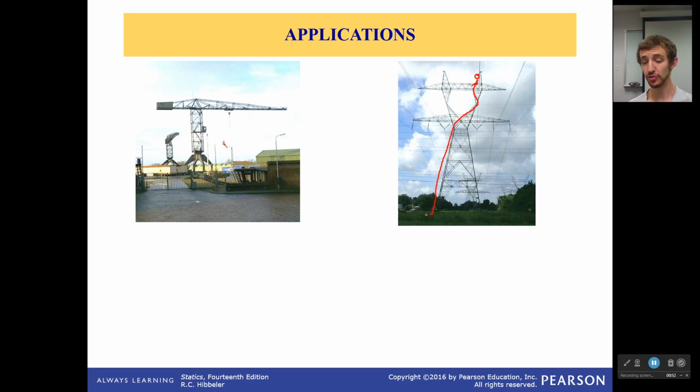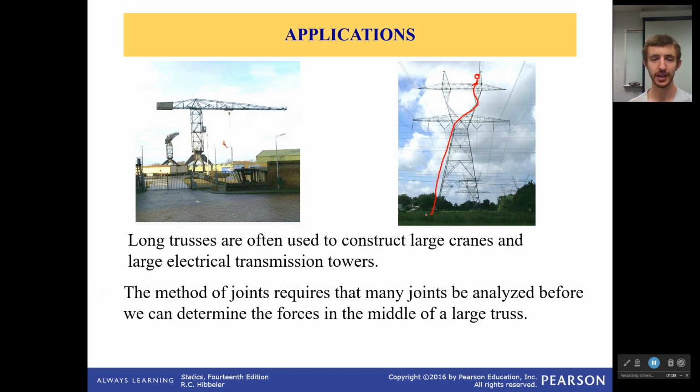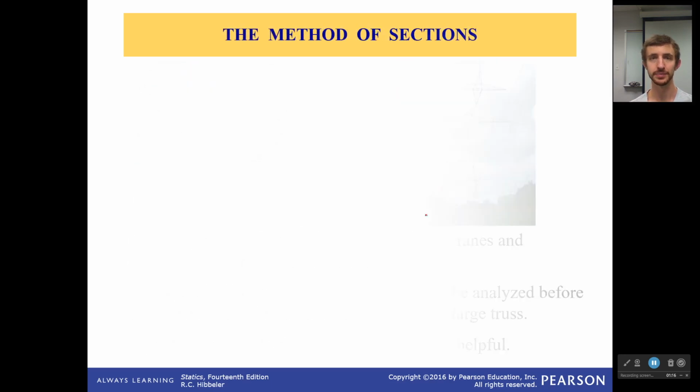Method of sections will allow us to jump through those hoops and get past all those various steps the method of joints would have. We can just jump straight to where we want. It's a little bit harder in some ways, but it can also simplify things if you only care about certain members or if you have a very complex structure where you don't care about every single member. So having that other method is going to be helpful.